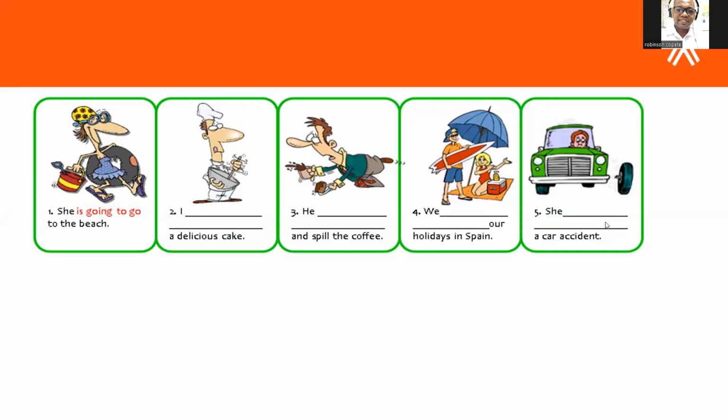Number 5. We are going to enjoy our holidays in Spain. Yes, enjoy. You can omit the ing in the verb enjoy. Just enjoy. We're going to enjoy our holiday.